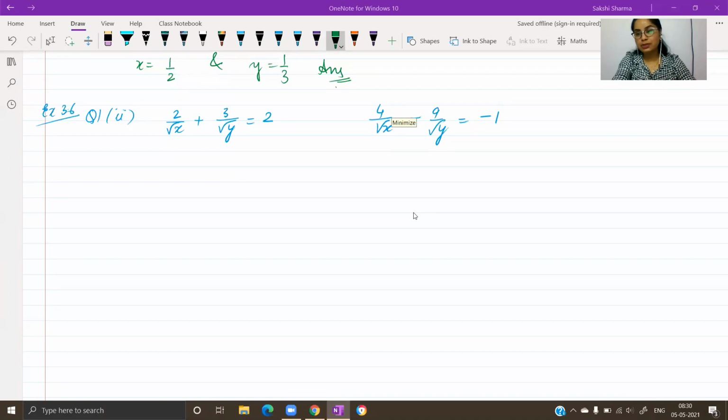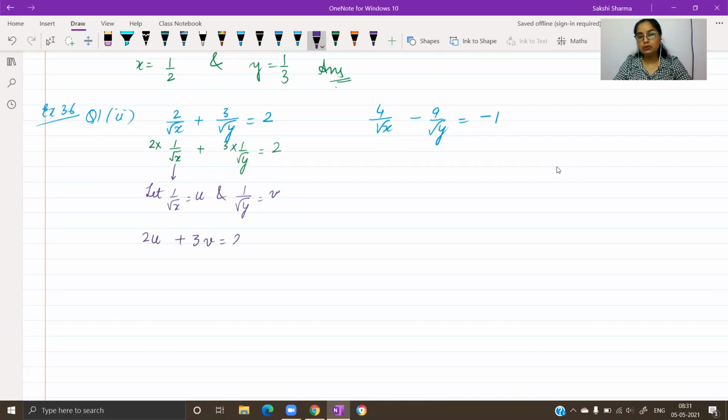That's right, Rajvansh. The first step that I'm writing here is not necessary. I'm just writing the equations after separating the coefficients for each of the terms which contain variable. And this variable part is to be represented by a new variable. Let us say 1 over under root x is equal to u and 1 over under root y equals to v. So your new equation becomes 2u plus 3v equals to 2.